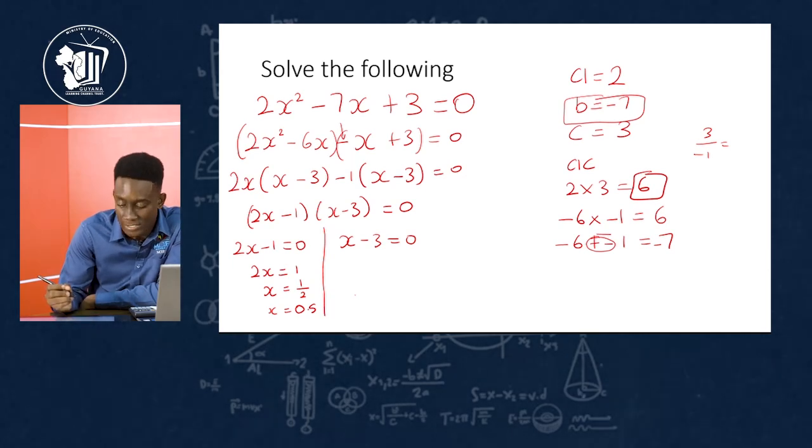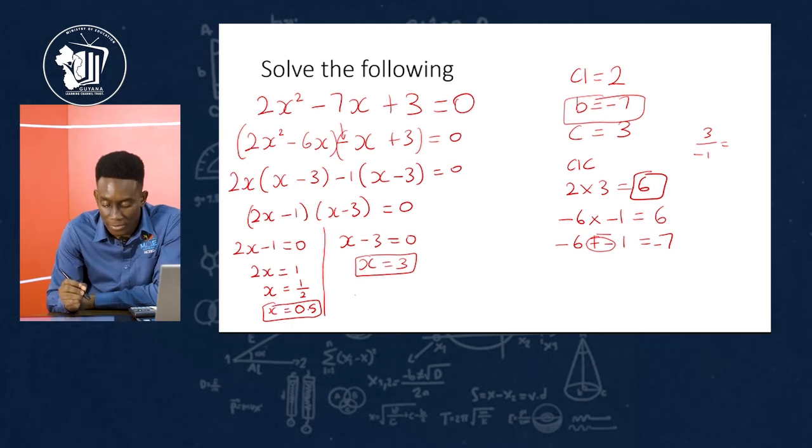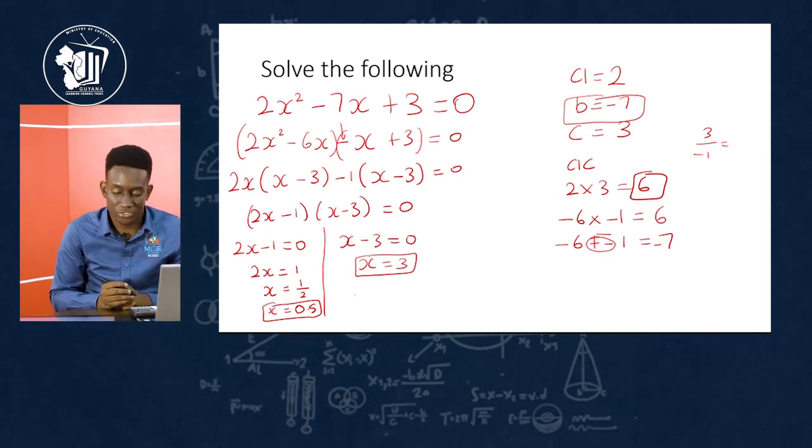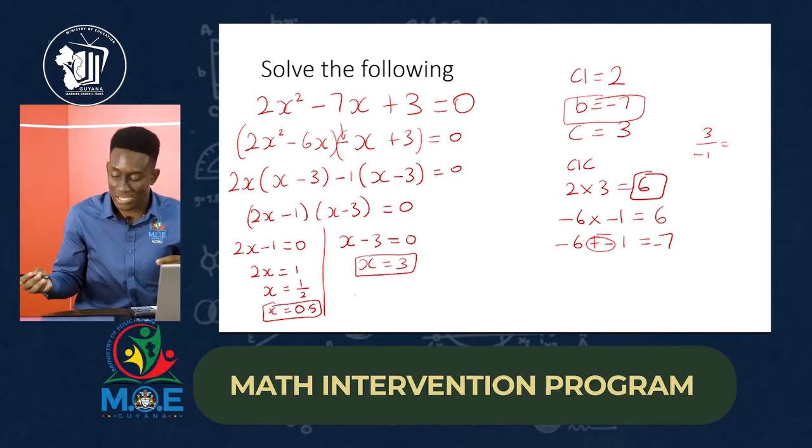And then for the next equation, x minus 3 is equal to 0. So the 3 is subtracted, we take it over, we'll add. So we'll have x is equal to positive 3. And these are our two values for x: 0.5 and 3.